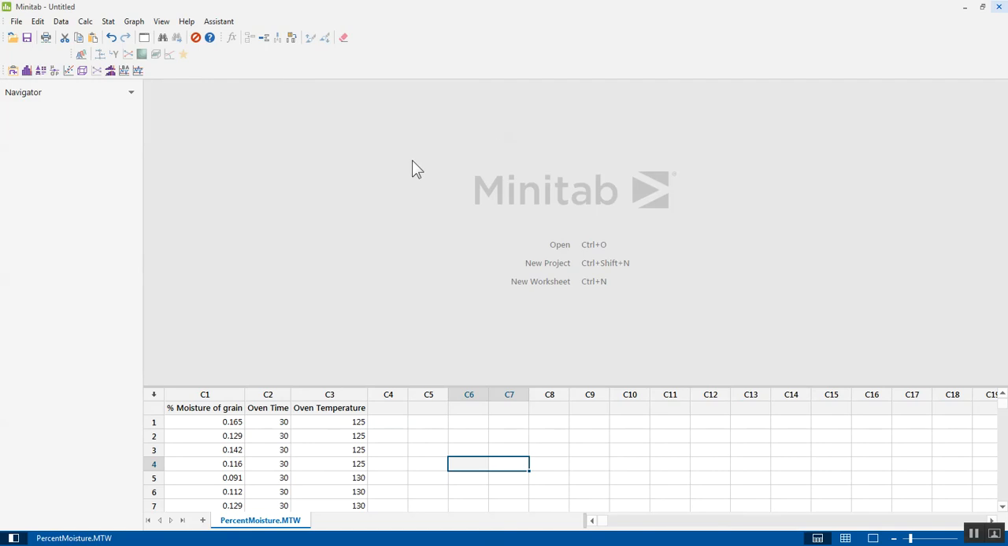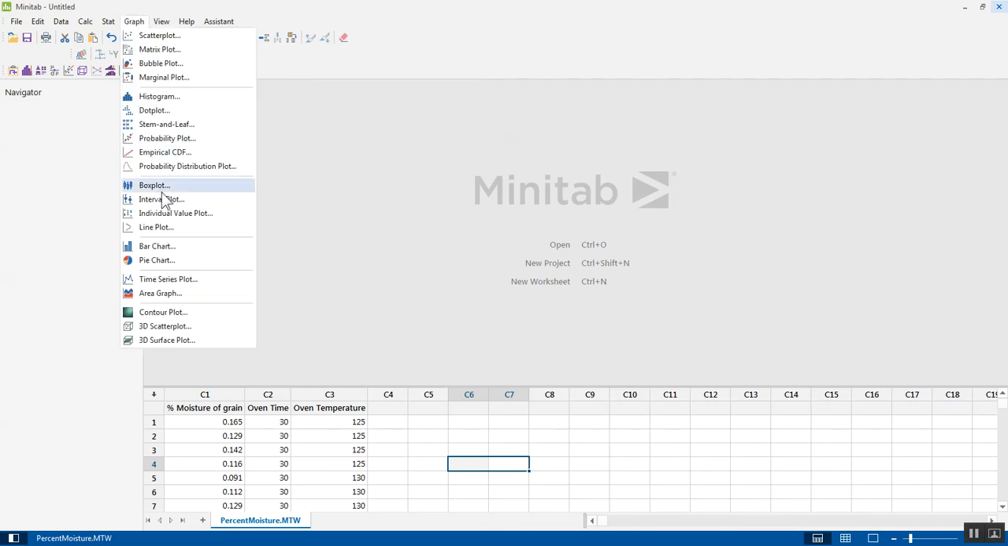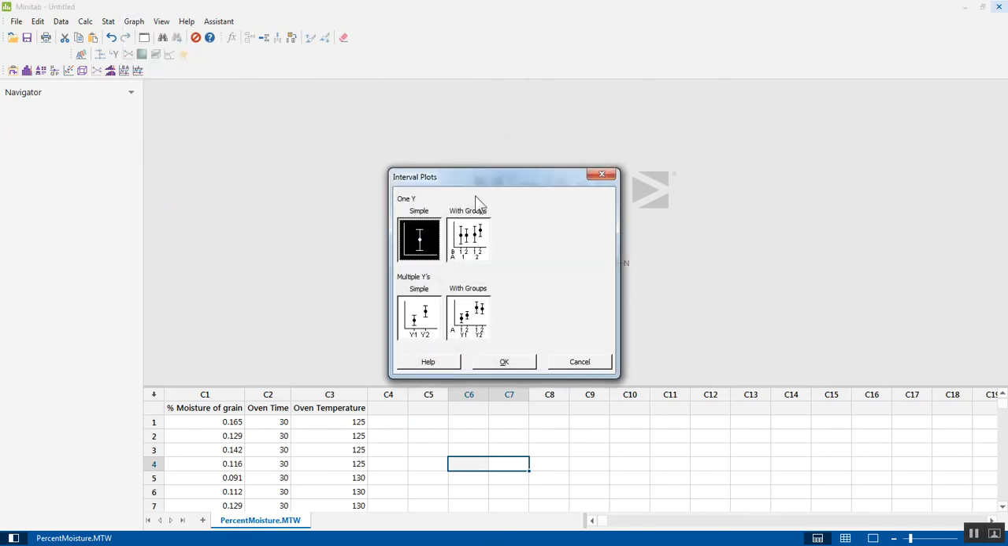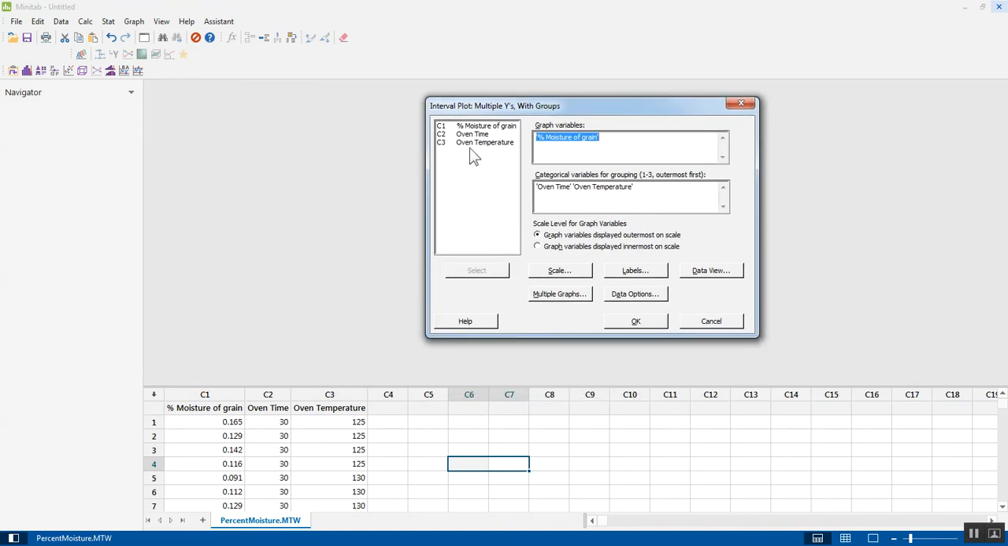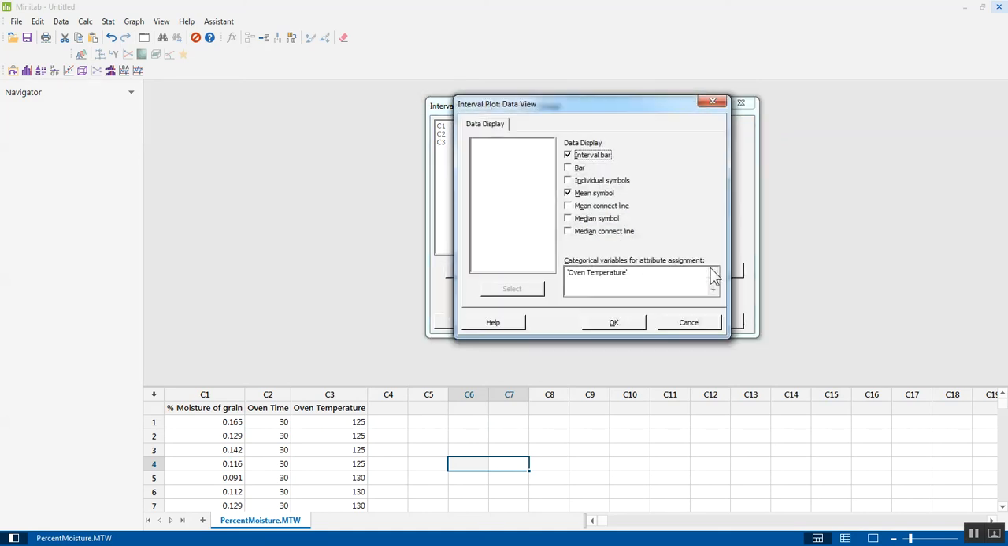Okay, so the first thing we want to do in this analysis is have an eyeball of the data. Let's make an interval plot, and we'll do a with groups interval plot where the response variable is the percentage moisture of the grain. The two categorical variables are of course oven time and oven temperature, but it's useful to add some colour to the graph. So by putting in here the categorical variables that I want to have different colours for, I'll use oven temperature. I can either choose oven time or oven temperature there, but I've just chosen oven temperature.